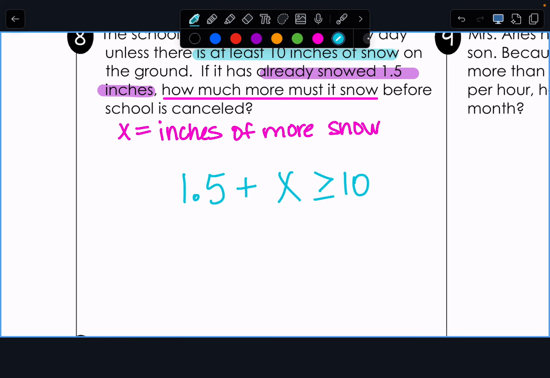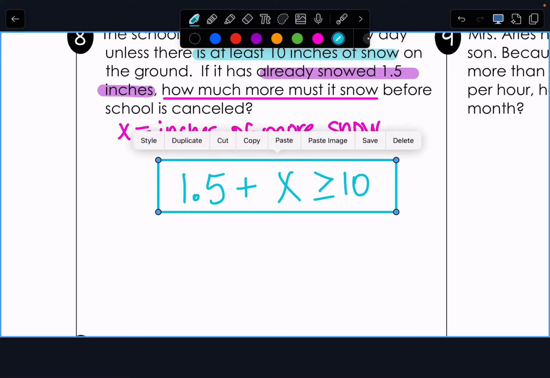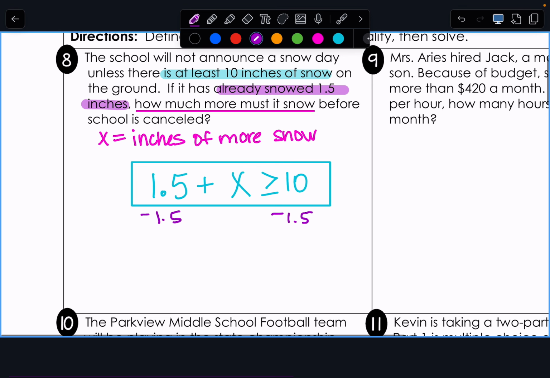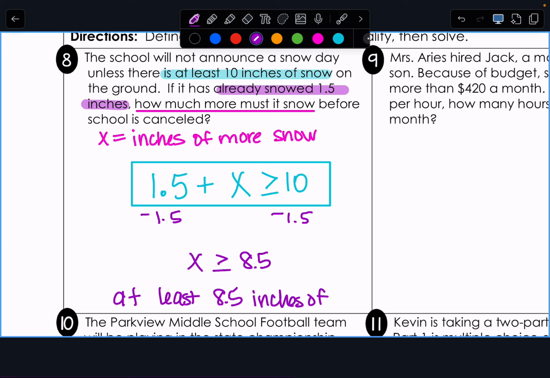So first of all, I'm just going to box this for me. You don't need to. This is priority right now. We need to be able to set it up. Priority number 2, let's solve the inequality. So you're saying we need to subtract 1.5. So x is greater than or equal to 8.5. Okay, what does this mean? This means we need at least 8.5 inches of snow.